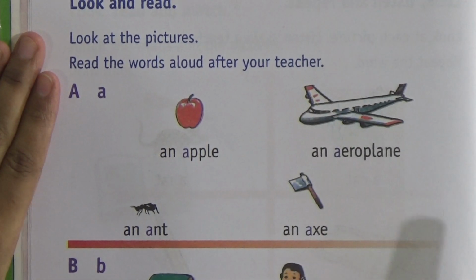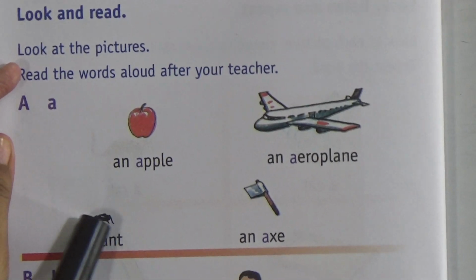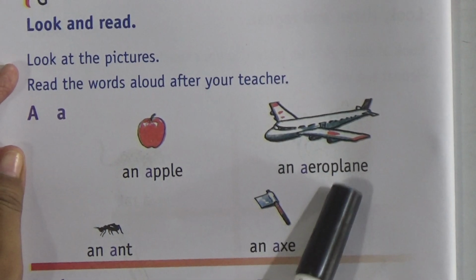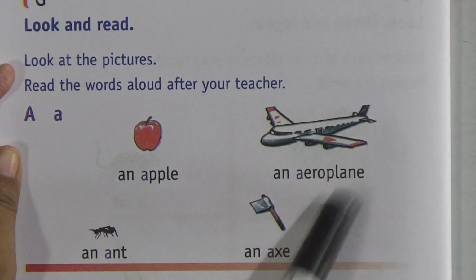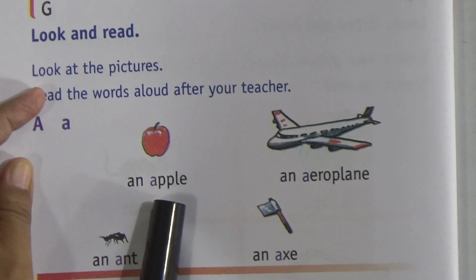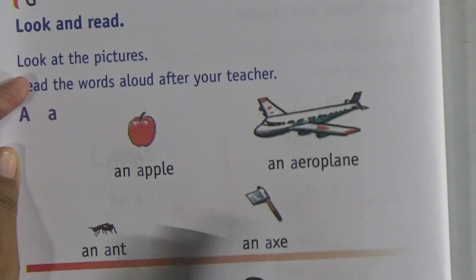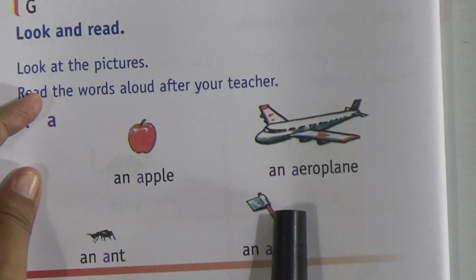So what is this? The first picture, what is this? This is the picture of an apple. A for apple, an aeroplane, an ant and an axe. So these are the words that start with A. So A for an apple. A-double-P-L-E, apple. A-double-P-L-E, apple.